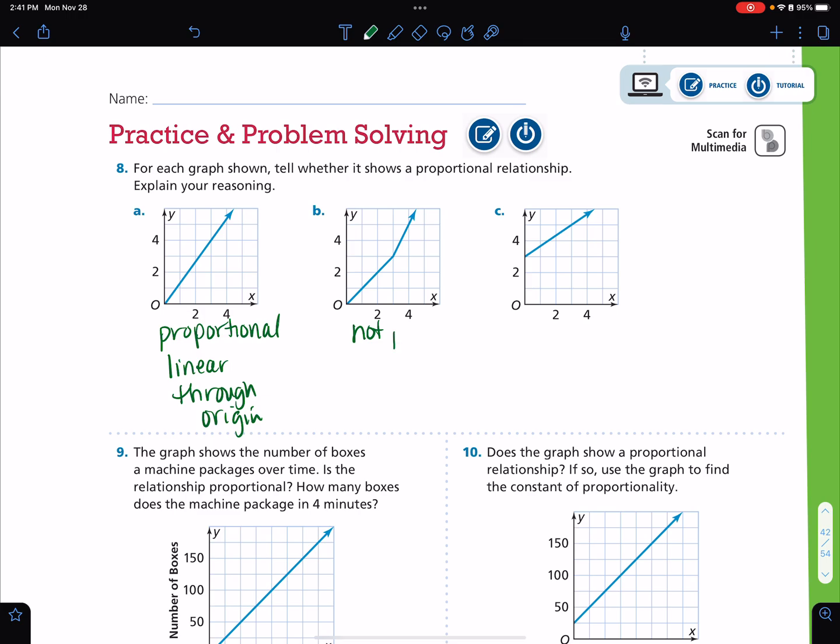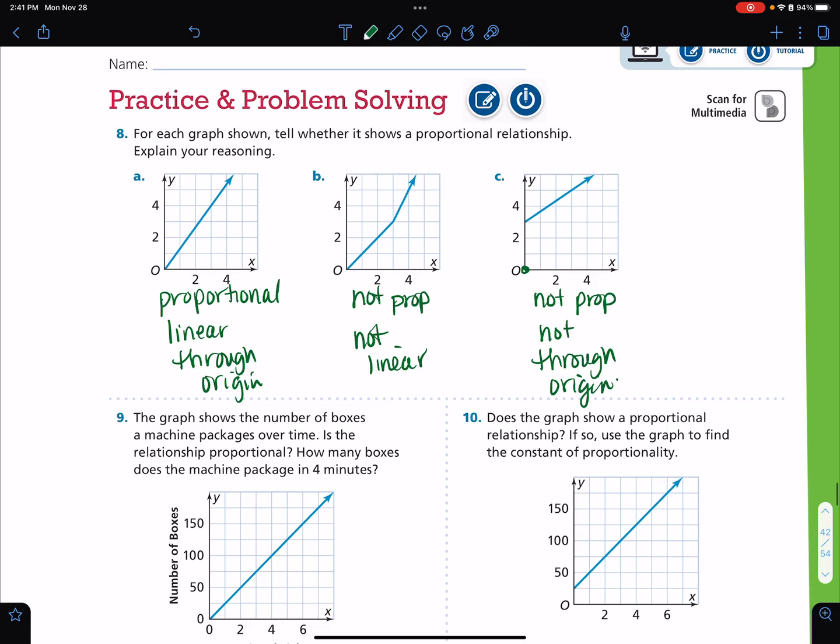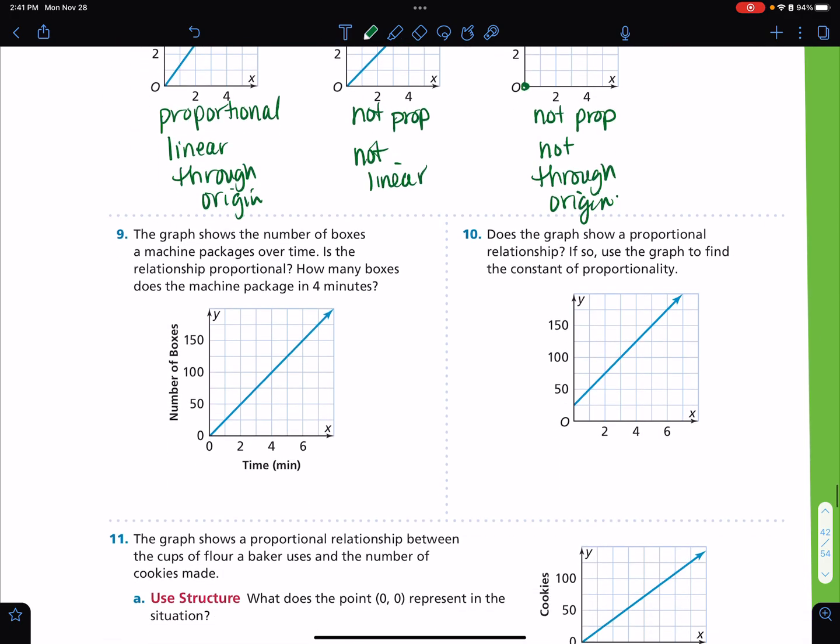Not proportional, not linear. This one is not proportional because it's not through the origin. Push pause if you need to.